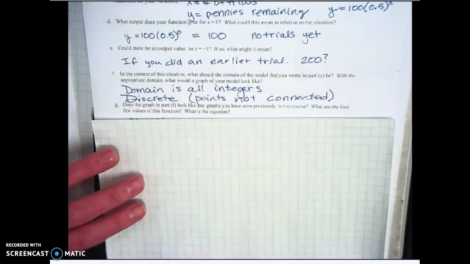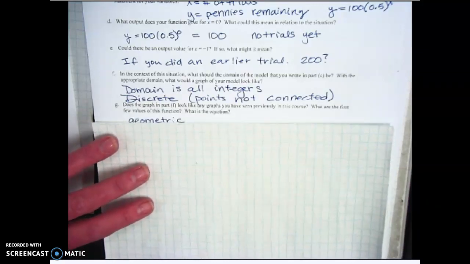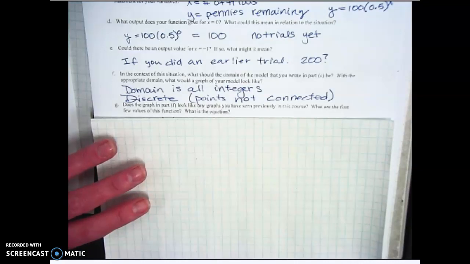All right, G. Does the graph in part F look like any graphs you've seen previously in this course? What are the first few values of the function? What is the equation? When have we done something like this? Do you remember?